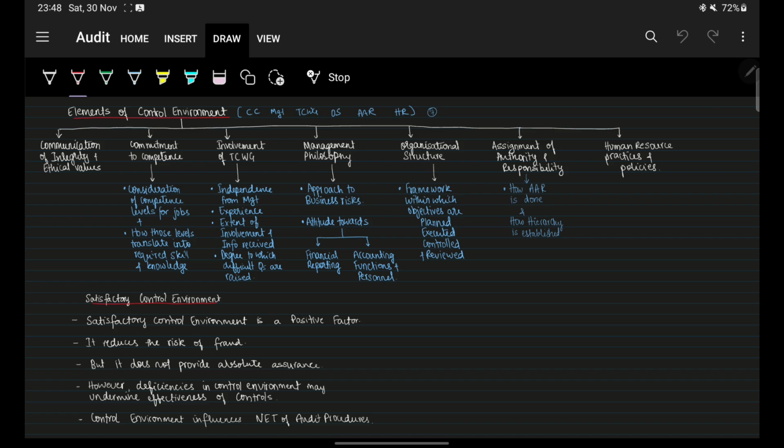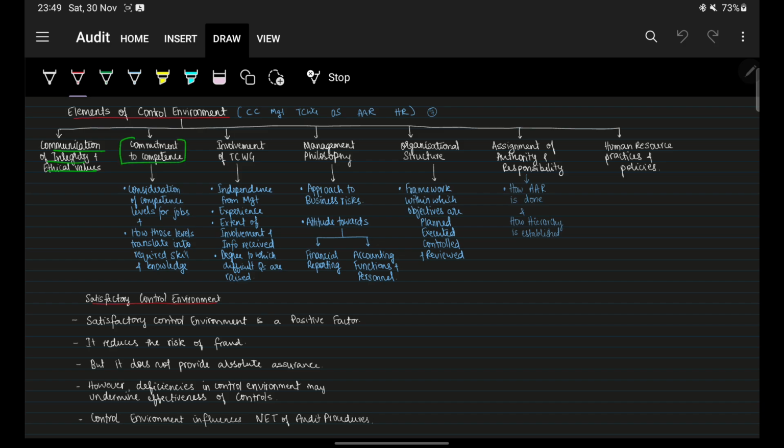Okay, so firstly, what makes a control environment? Firstly, it is communication of integrity and ethical values. You have to communicate values of integrity and ethical values. Integrity means that there is no unethical behavior, right? Integrity and being ethical is quite the same, being true to your word, not doing anything that is wrong, right? So communication of integrity and ethical values. That's the first point.